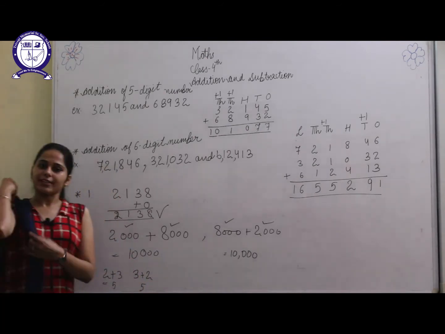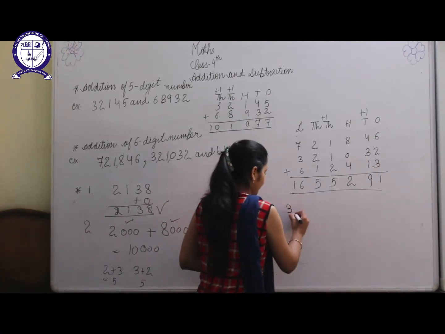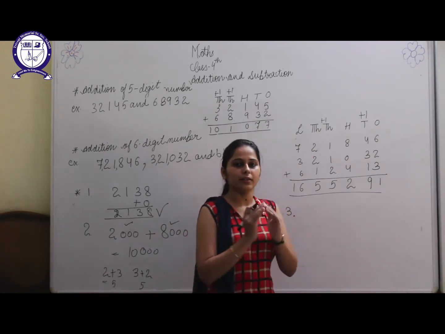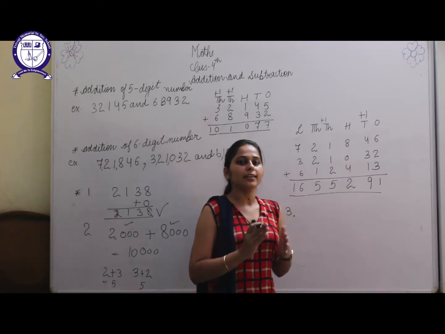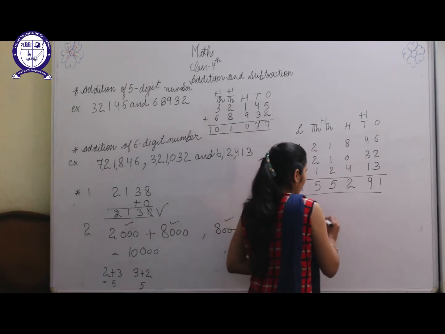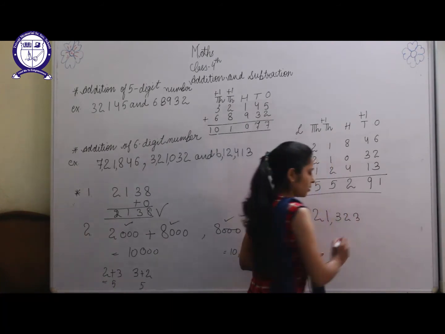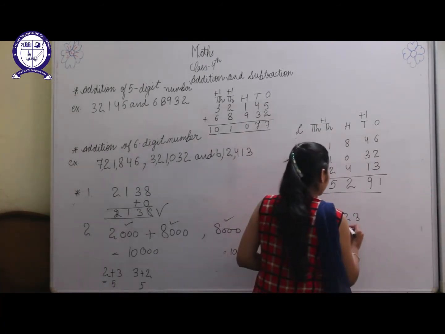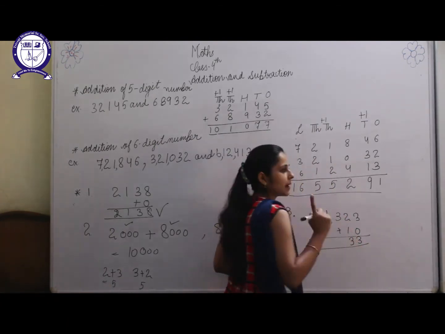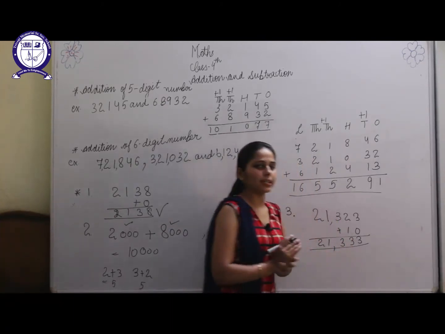So order does not change the sum, students. Now when we are adding 10 to any number, the sum we get will change its tens digit by one only. So let's take an example. We are having 21,323. So we are adding 10 to it. Its tens digit is increased by 1. So our answer will be 21,333.